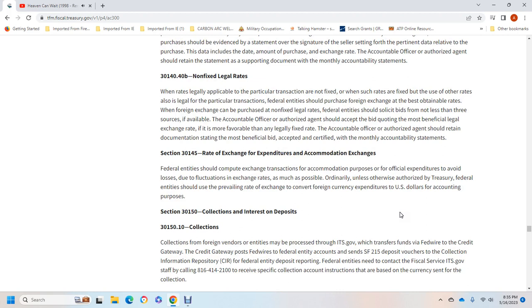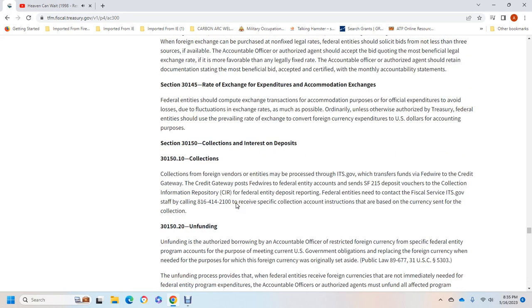Alright, 3145, the rate exchange for the expense for the accommodation exchange of the federal agency for the compute the exchange for the transaction accommodation purpose. The other official for the expense, to avoid the loss due to fluctuation of exchange rate as much as possible, or unless otherwise authorized by Treasury, the federal entity shall use the prevailing rate of the transfer of foreign currency for the expense for the U.S. dollars accounting purpose. 3150, current electing interest for the deposits.